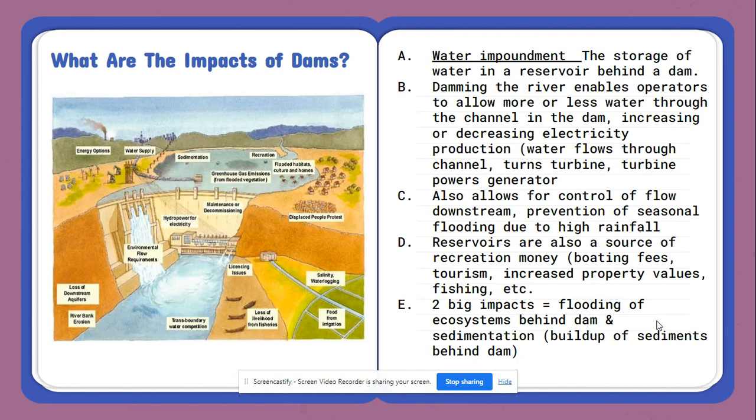Now, looking at a dam, right? So why do we wind up damming rivers and streams, and how do we use it for energy purposes? Well, what we would call a dam would actually be a water impoundment. This is where we would store water, typically behind a very large structure, creating a reservoir of water behind the dam. Damming the river can enable operators or engineers to control how much water can pass through the turbine, so they can either increase or decrease the electricity production based on the water flow. This can also aid in the control of flow downstream from our dam, which could help to prevent any seasonal flooding that certain areas may experience due to high rainfall.